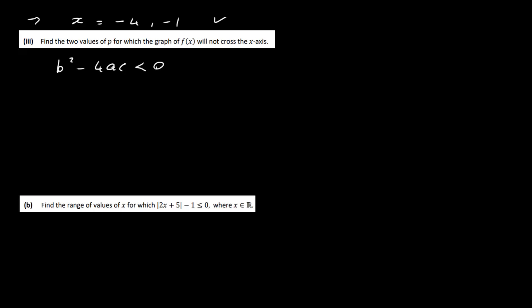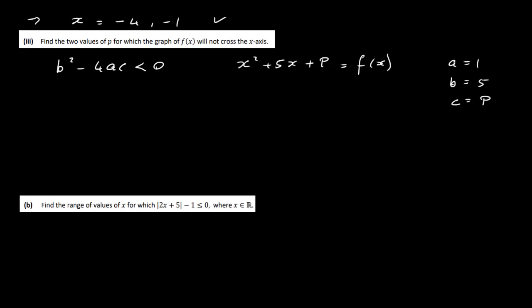We want that to be less than 0. Now our function was, what was it, x squared plus 5x plus p. This is our function here. We want b here, so I'll just write down a, b, and c. A is going to be equal to 1, b is going to be equal to 5, and c is going to be equal to p.